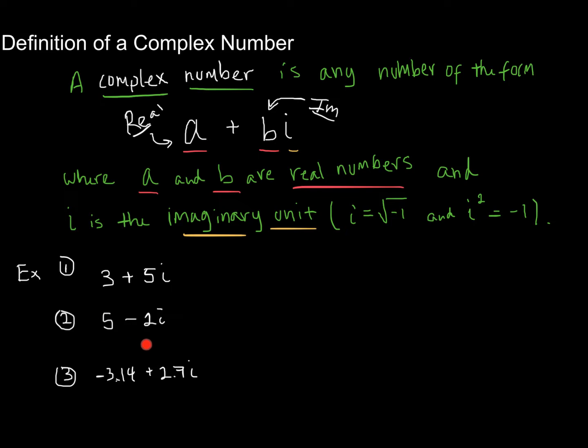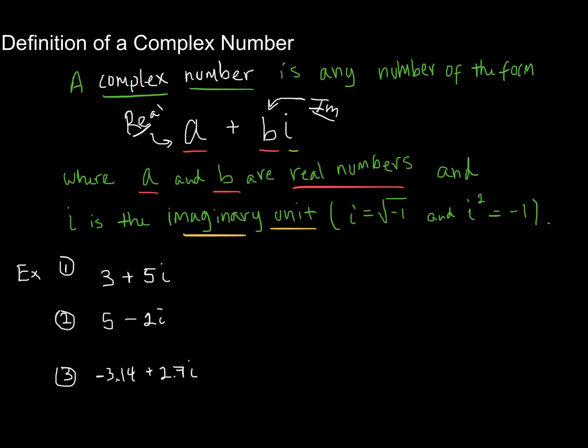Okay? Here's another example. In this case, the real part is 5, and the imaginary part, be careful, is negative 2, because I am adding a negative value, making it minus 2i. So the way we read this is 5 minus 2i. Another example, negative 3.14 plus 2.7i. The real part is negative 3.14, and the imaginary part is 2.7.